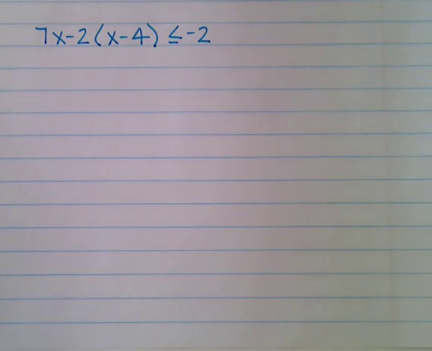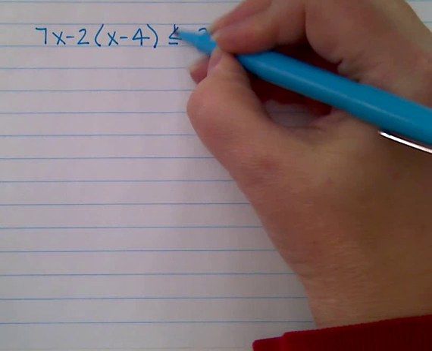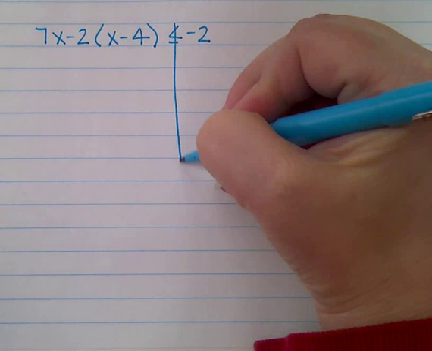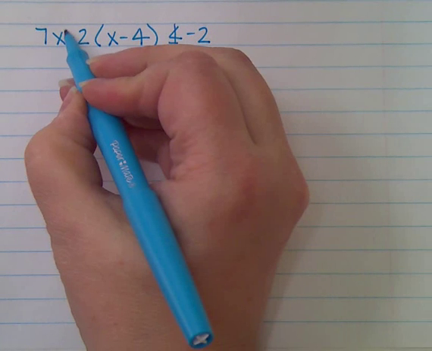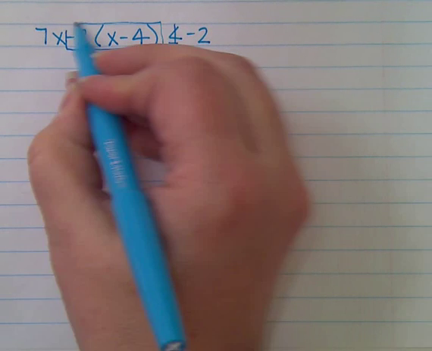Today we're going to practice solving a multi-step inequality, graphing it on a number line, and writing the solution in interval notation. To start, let's draw our line, splitting up our two halves. And the first thing we need to do is distribute.